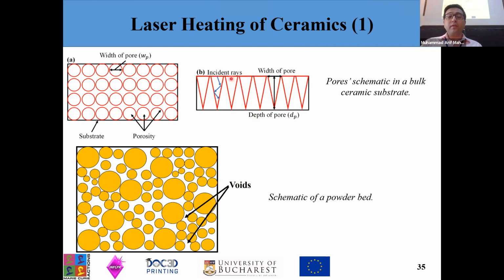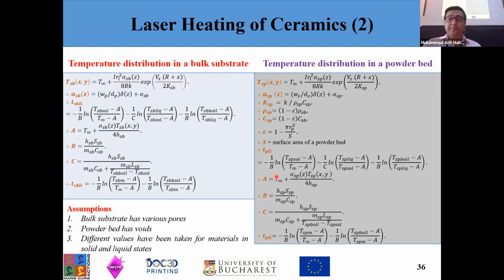So this is actually a schematic for the bulk ceramic substrate, and we can see the absorption from the surface of the bulk ceramic. What usually happens when a laser beam falls on a pore is that the laser beam will have multiple reflections within the pore, which will result in an increase in the final thermal distribution. And the second figure shows the schematic of the powder bed, and we introduce the voids in the powder bed as well. So the first equation will help us to calculate the thermal distribution in the bulk material.